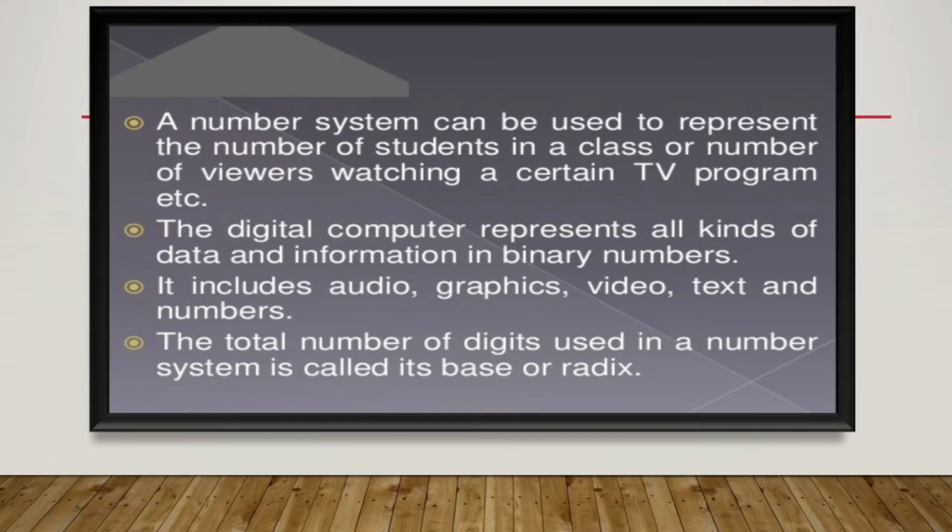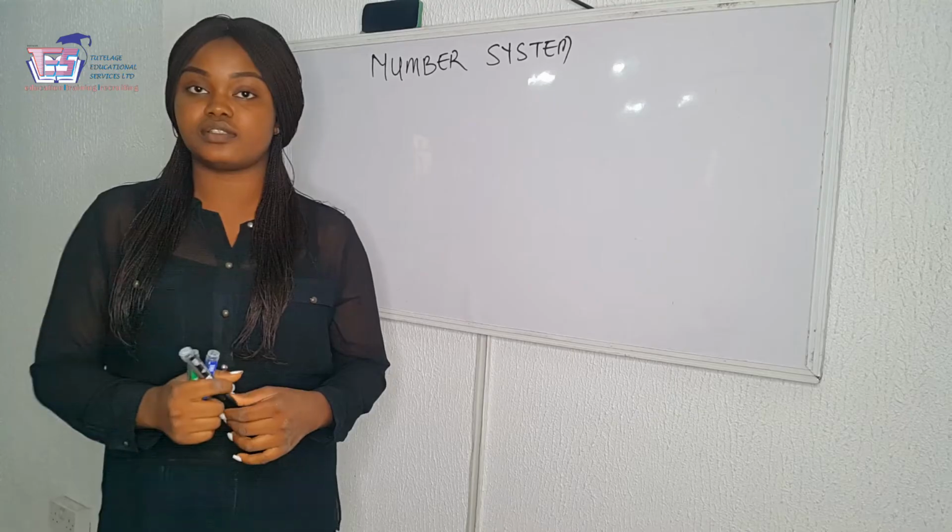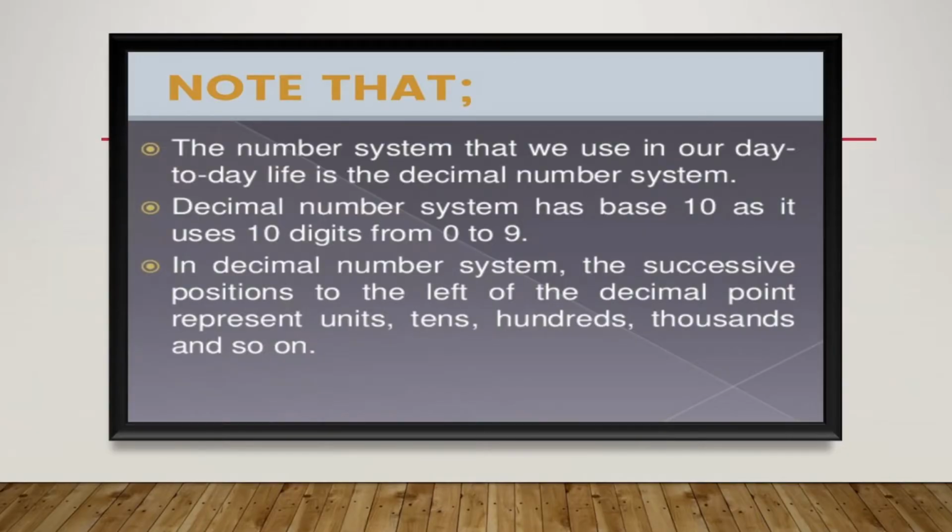The total number of digits used in a number system is called its base or radius. The number system that we use in our day-to-day life is the decimal number system. Decimal number system has base 10 as it uses 10 digits from 0 to 9. In decimal number system, the successive positions to the left of the decimal point represent units, tens, hundreds, thousands, and so on.